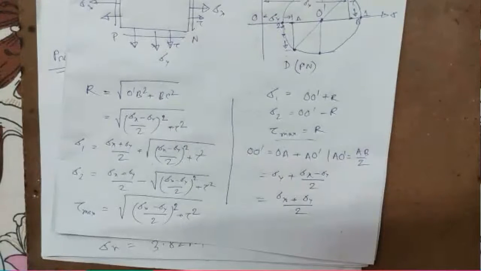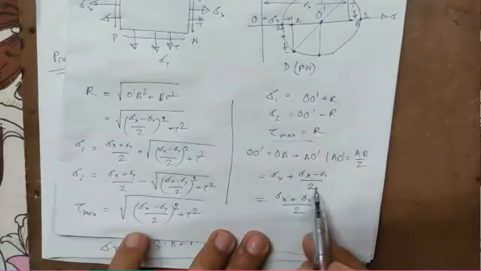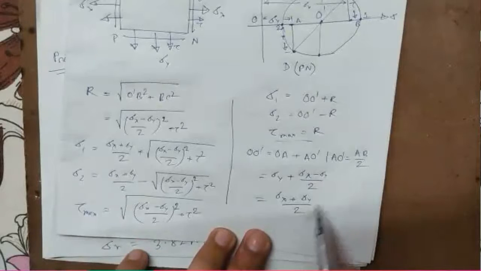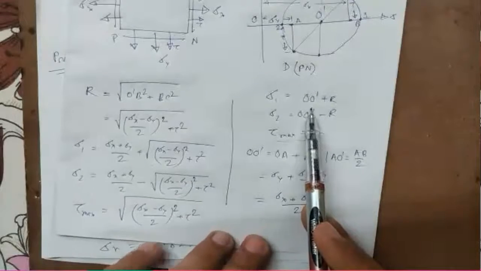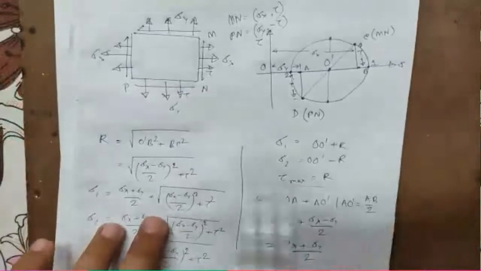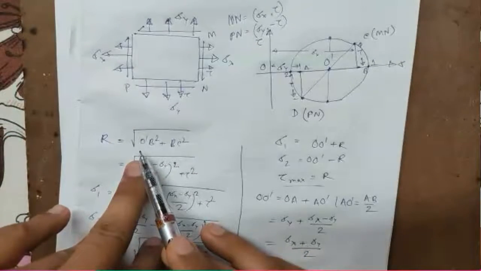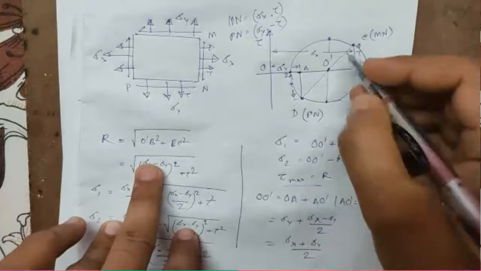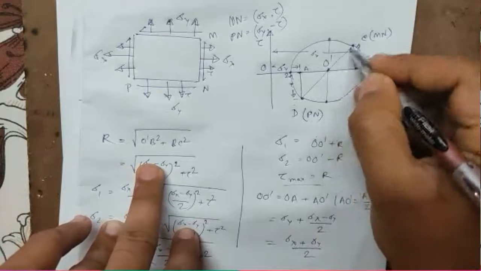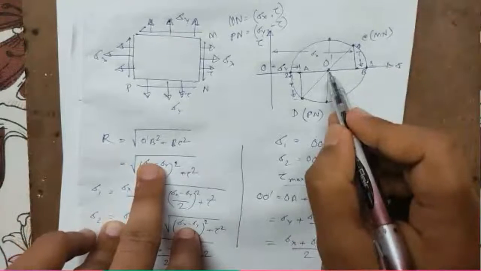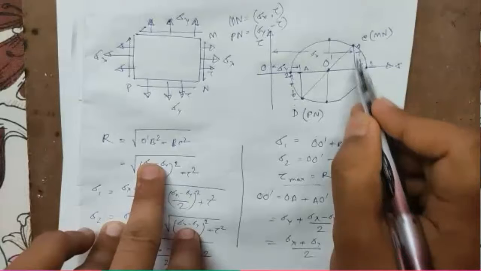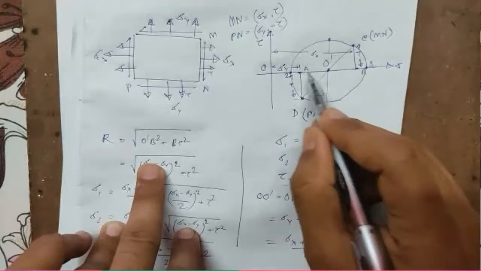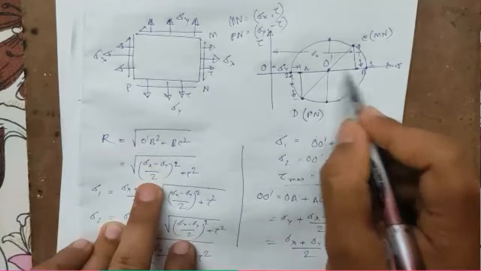Okay, so now upon simplifying we get sigma x plus sigma y by 2. This is OO dash. Now we need to find the radius. So how can we find the radius? Look at the image. This is the radius, O dash C. This becomes O dash B square plus BC square. So O dash B, this much, is basically equal to AO dash.